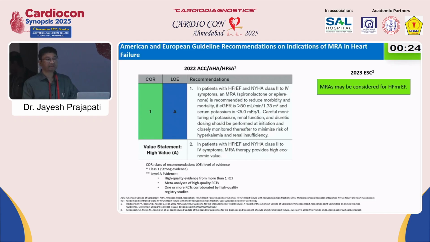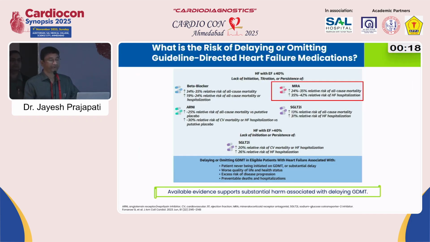And 2023 ESC, they say it can also be considered for mid-range ejection fraction, also like finerenone and all. And if we give early, we should not stop it. So better we should give MRA. Why? Because if we don't give, there is a 24 to 35% relative risk of all-cause mortality, and more than 42% risk of hospitalization. So this is a great benefit we can achieve.